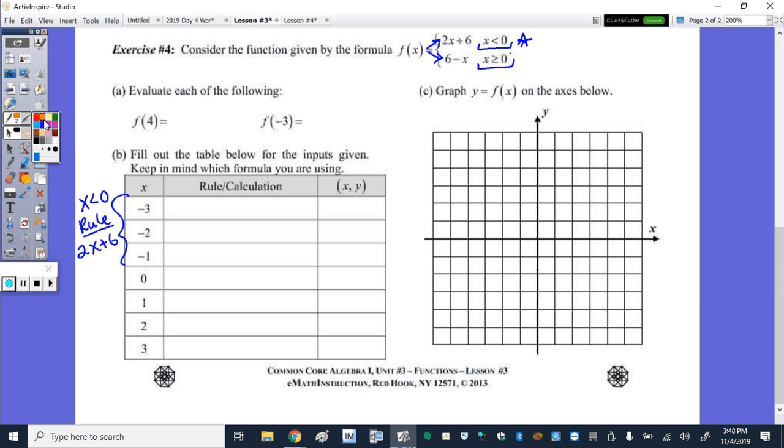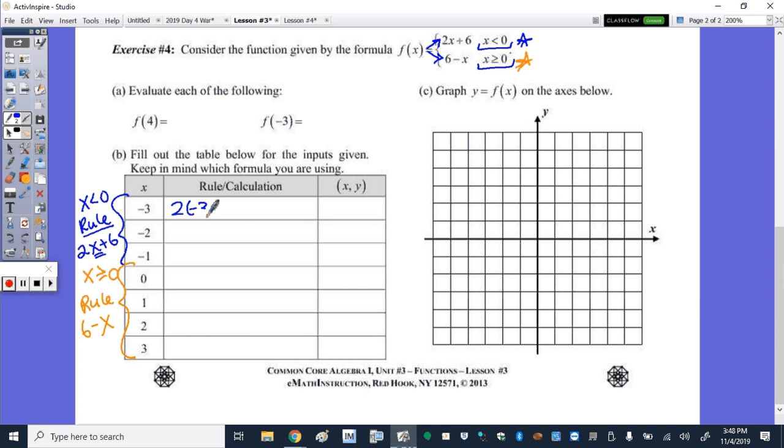Okay, so if you have one color, we're going to do one part of the graph. This is when we use two different colors. And in this case, for me, blue. And then in the other part, I'm going to use orange. So you could use your other color. And those are for x values 0 and larger. So that's for x greater than or equal to 0. We're going to do the rule 6 minus x. Okay? So let me grab the blue. So for x less than 0, I'm going to, again, double the x and add 6. So double negative 3.